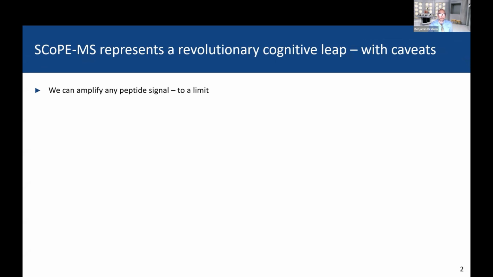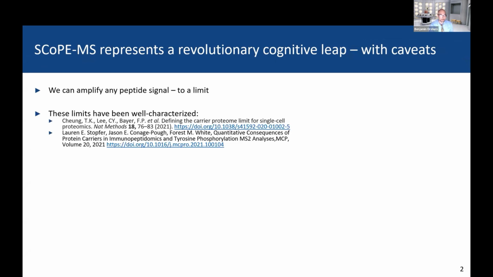But we know what these caveats are, and now we're at 5 papers where we've gotten to a really surprising level of consensus on what the limits are for how far you can amplify before you start having problems, which is great because mass spectrometrists can't seem to agree on anything. 25 years of debates on trypsin and ratios, right?